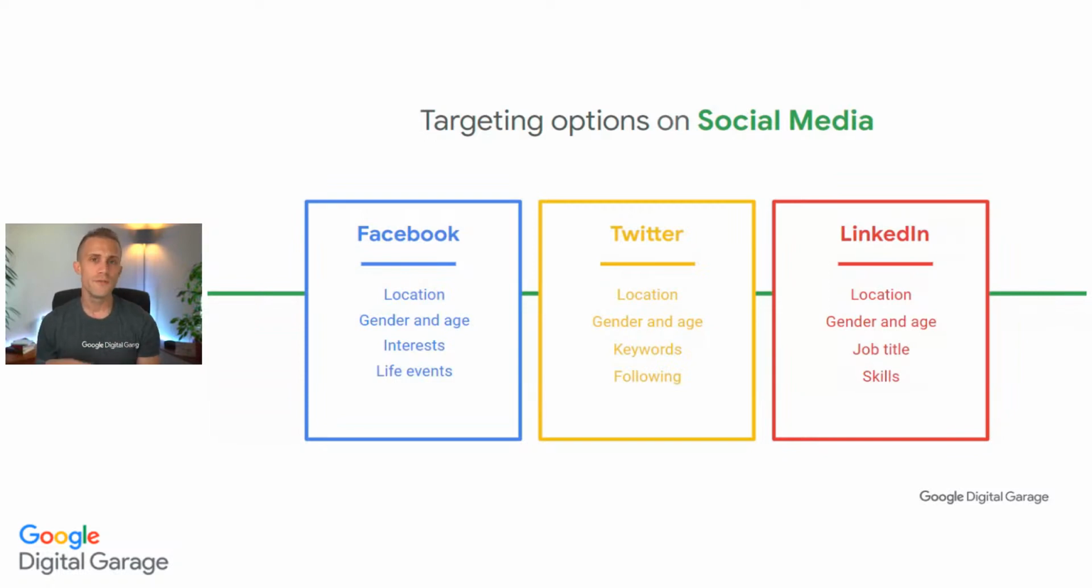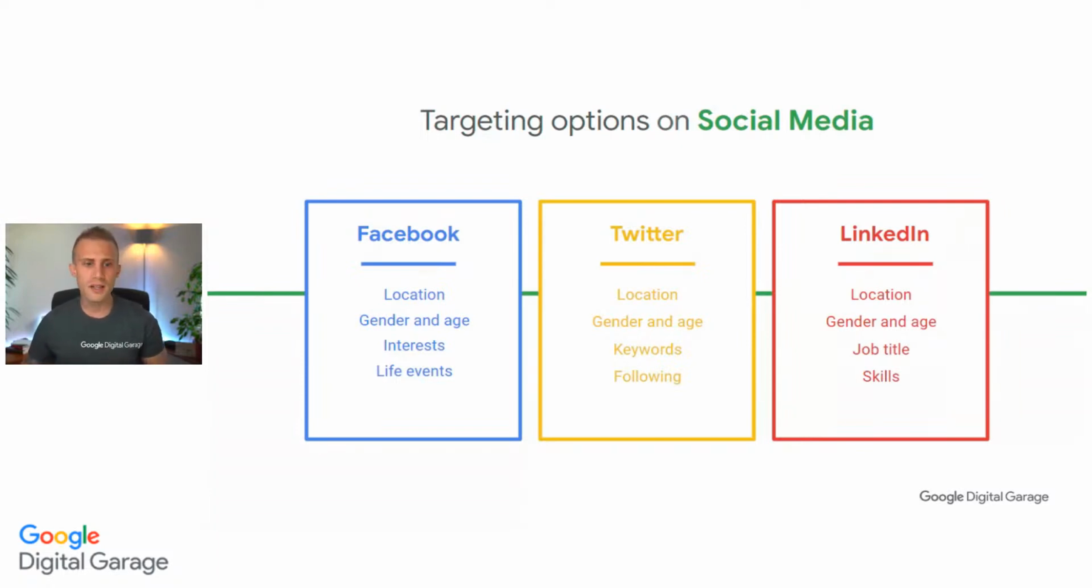However, if you're looking to focus your advertising or your targeting towards specific interests and life events, for example, birthdays or weddings or whichever it is, maybe Facebook might be the place to go. If you're looking at Twitter, you want to think about the keywords and the following. Those are the two targets that you could potentially follow. And then one of my favorites, which is LinkedIn. If you're looking to find specific people that work in a specific industry, you can use LinkedIn to do a people search and find out what's the job title? What are their skills?